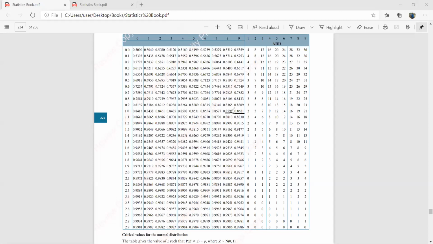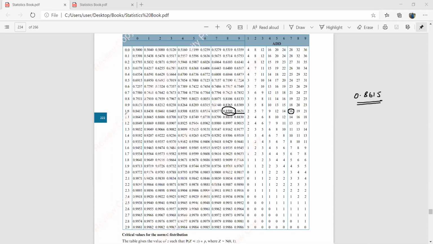I see 0.8599, and you can take any one of these two. I'll be taking this 16. This gives me 0.8599 plus this, that will be 0.8615, which is very near to 0.8614. So guys, you have to take the nearest value, as it is not possible to find the exact value.